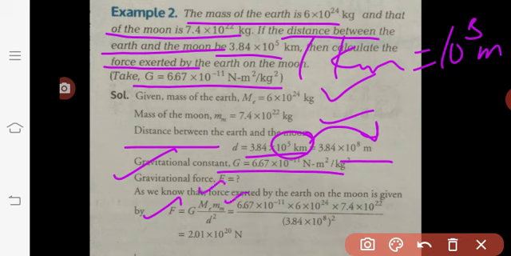Here G value is 6.67 multiplied 10 raised to power minus 11. Mass of earth is 6 multiplied 10 raised to power 24. Mass of moon is 7.4 multiplied 10 raised to power 22, divided by the distance, 3.84 multiplied 10 raised to power 8 whole square. Then this is your answer: 2.01 multiplied 10 raised to power 20 Newton. Okay, with the help of these numericals we can easily find out the force.